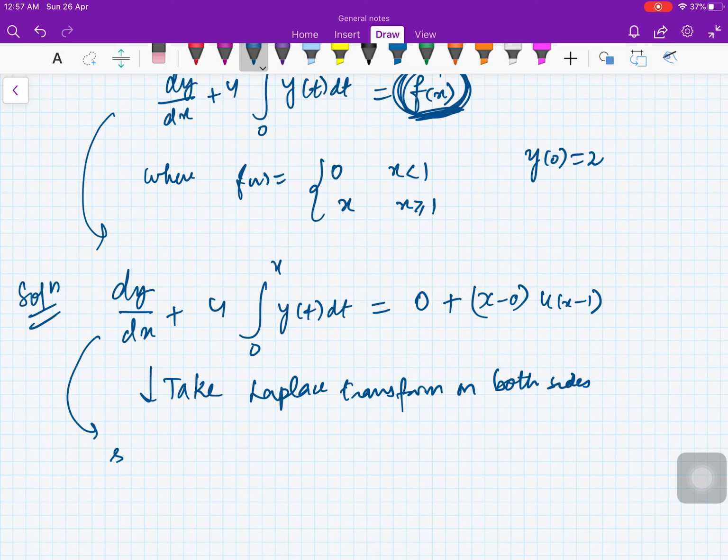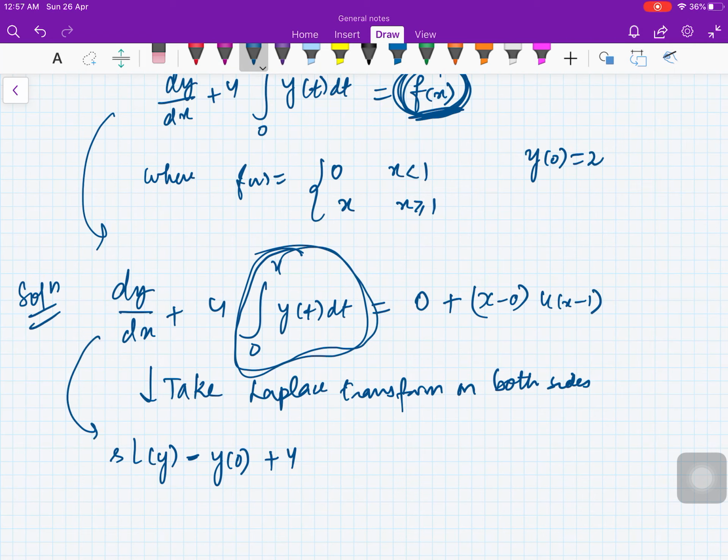So you will get here s, or p if you want to write p, it's up to you, L of y minus y(0) plus 4 times the Laplace transform of this integral. I'm sorry, this is not L of y; here you have the Laplace transform of this thing. You know that the Laplace transform of an integral is the Laplace transform of the function divided by s. We are using that formula here.